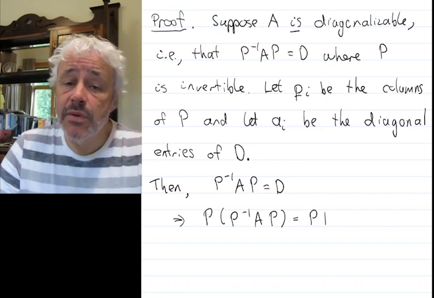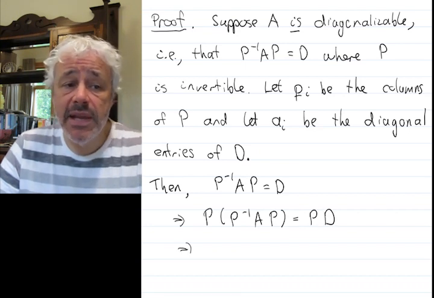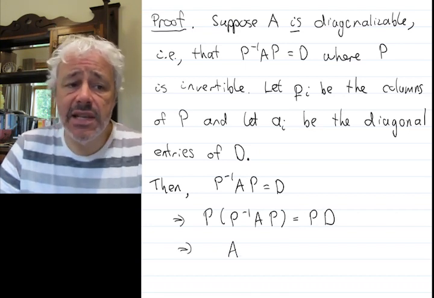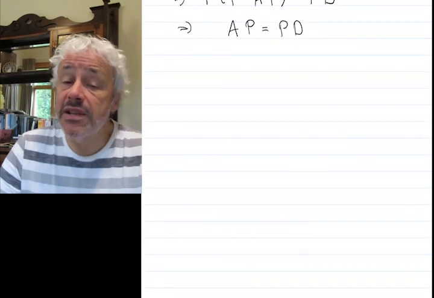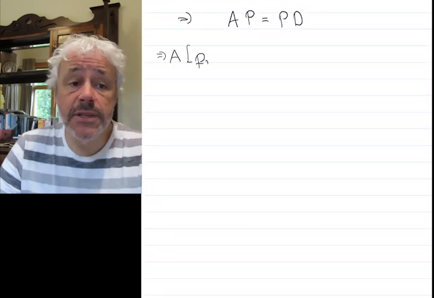P inverse AP equals PD. PP inverse cancels because PP inverse is the identity matrix. That gives me AP equals PD. Now I'm going to write out that matrix equation in columns.